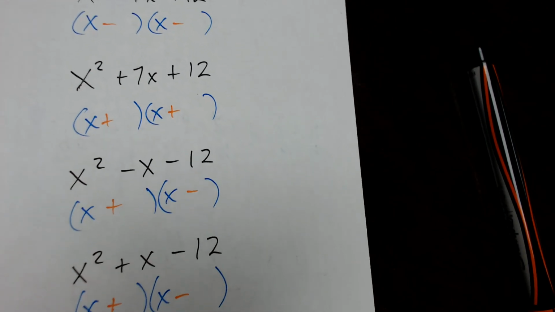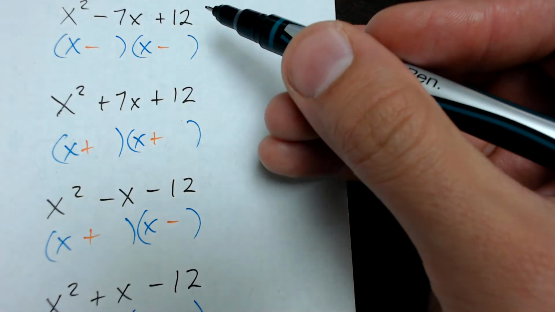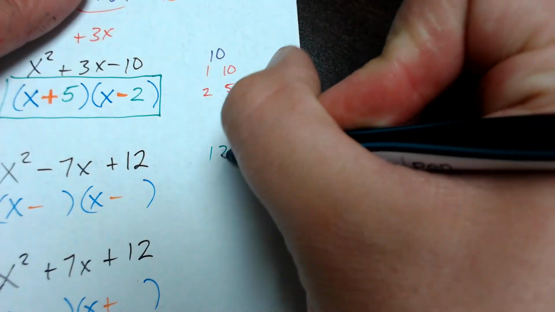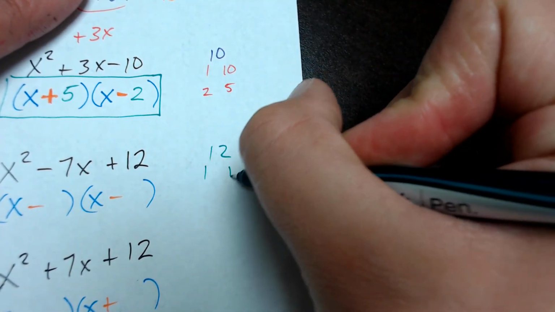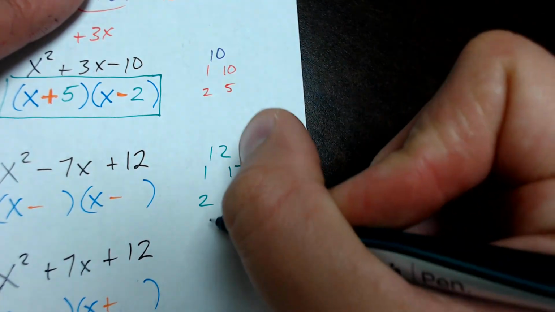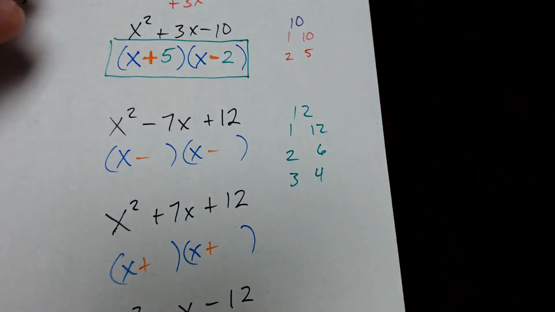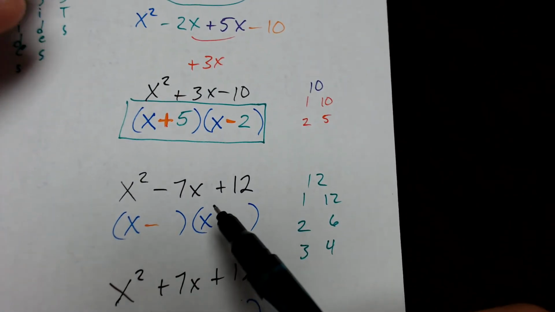If we notice, the last term for all of these is the number 12. So let's find the factors of the number 12. 12 could be made by 1 times 12. It can be made by 2 times 6. It can also be made by 3 times 4. And that's it.